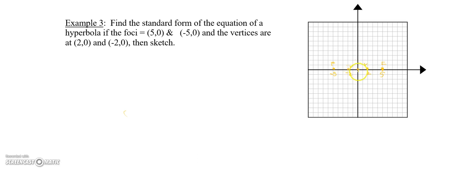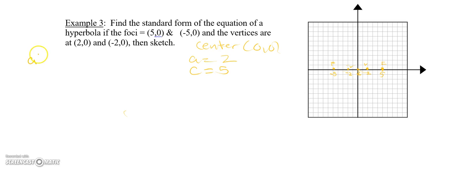So I know my center is the midpoint, so my center is going to be at the origin, at 0, 0. All of those points are going to lie on the same line. I know that the distance from the center to the vertices is a units, and the center to the foci is c units. So my a is 2, and my c is 5.